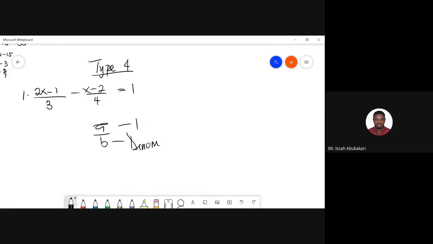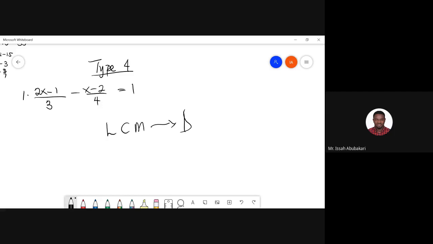Now, if we know that A is a numerator and B is a denominator, then the next thing I want us to know is LCM. And LCM, we said, is the lowest common multiple. We can always find our LCM from the denominators. Those are the only 2 things you need to know to find the LCM. And before you find the LCM, you should know your denominators.